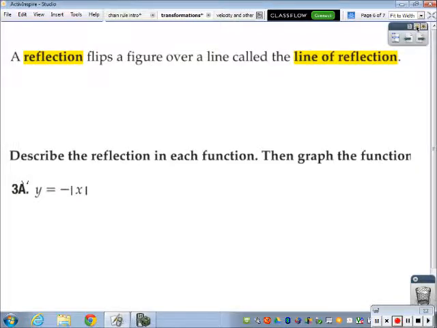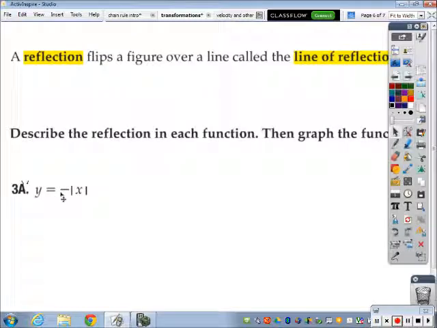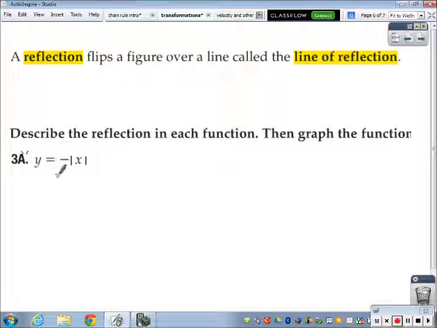So what we learn in our booklets is that if we have a negative outside of the absolute value here, this is in the A's place in our general form of an absolute value equation. If it's negative, it's a reflection. There's nothing else in the H or the K place, so our vertex is still centered at 0, 0 like our parent function. It's just flipped, it's reflected.